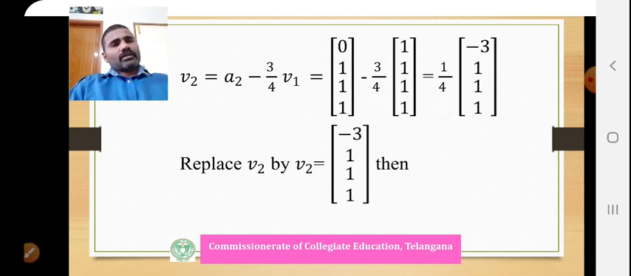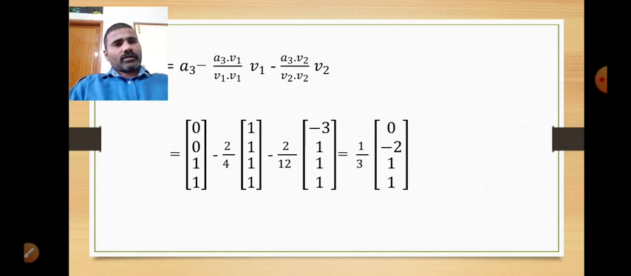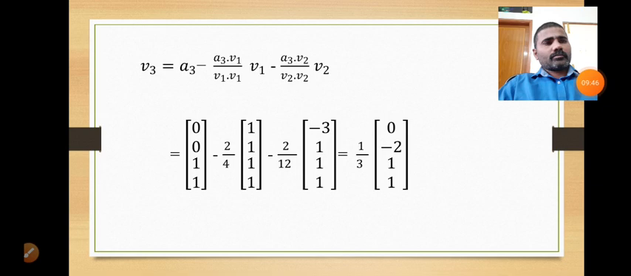Now V2 is given by (minus 3 1 1 1) and V1 is given by (1 1 1 1). We now have two orthogonal vectors. Now we can go for the third orthogonal vector. V3 is equal to A3 minus (A3 dot V1 by V1 dot V1) into V1 minus (A3 dot V2 by V2 dot V2) into V2.